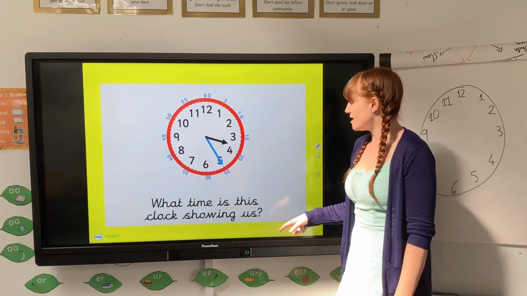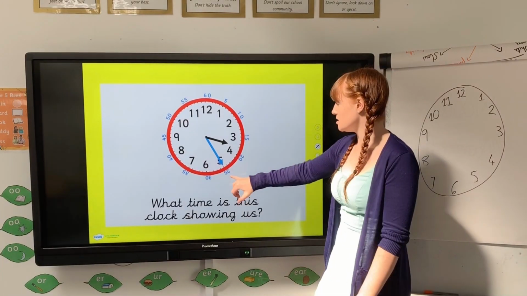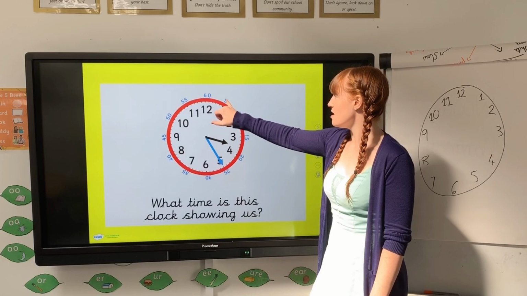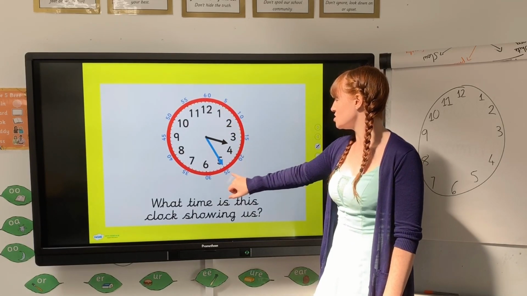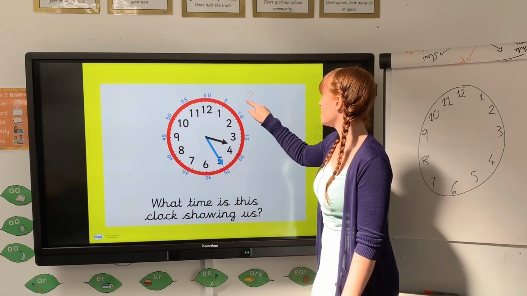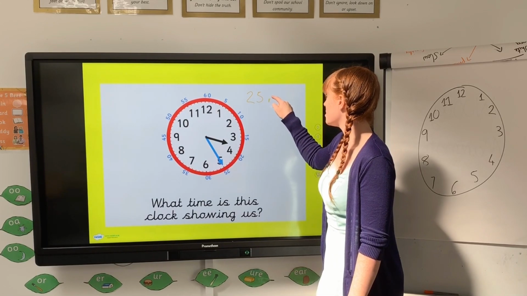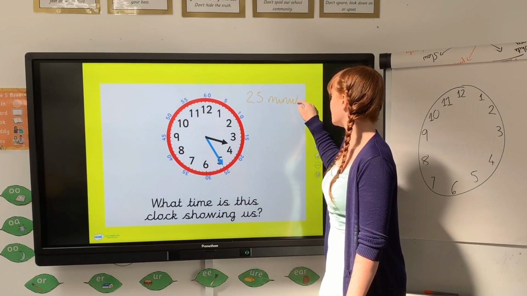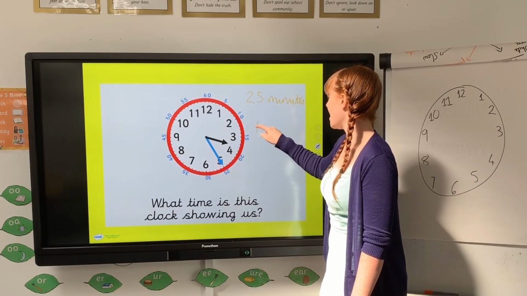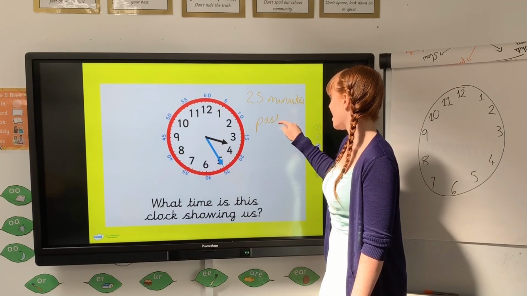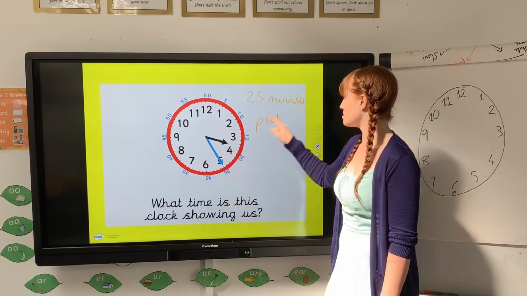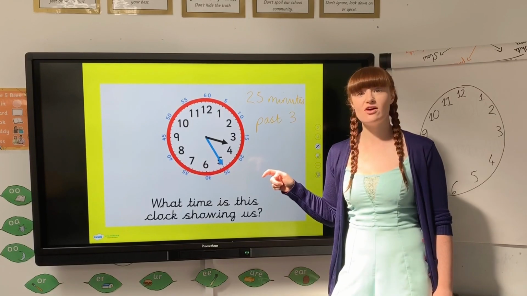Having a look at this one, again, we're looking at the minutes. So that big hand is pointing at the 5. We know that's 5, 10, 15, 20, 25 minutes. And we know that it's past. So it's 25 minutes past. And we're looking at the hour hand now. And it's just past the number 3. So 25 minutes past 3.